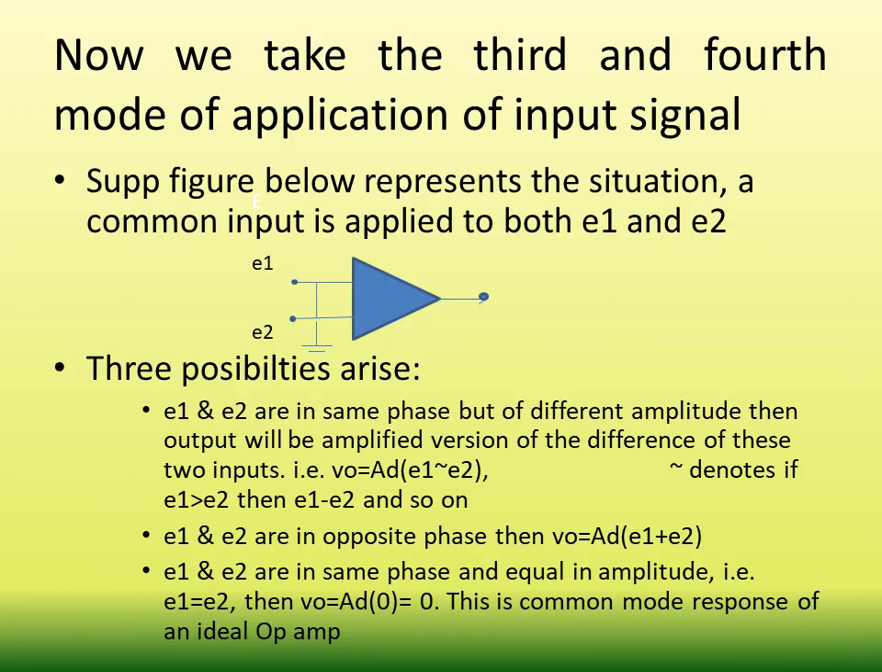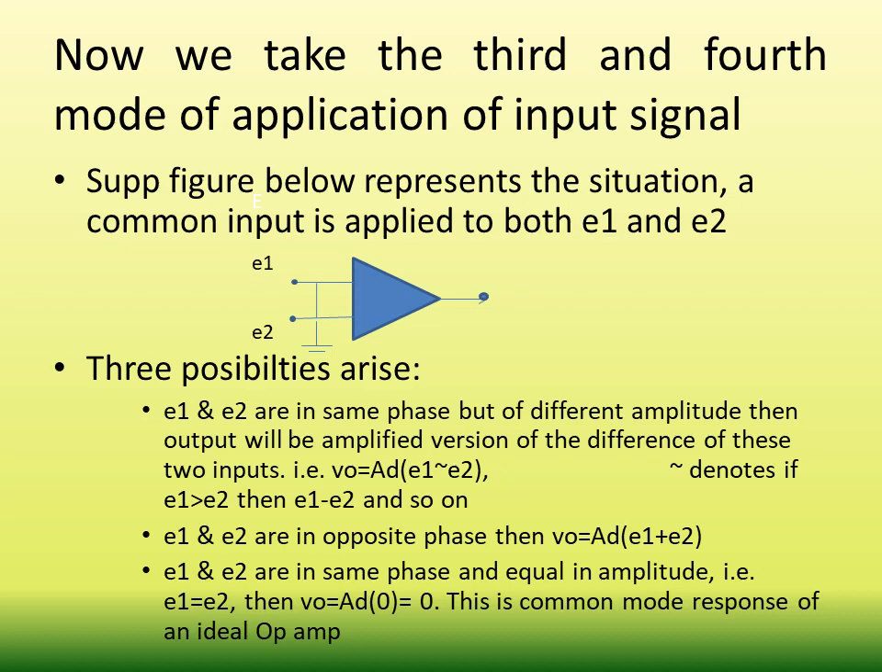Now we will take the third and fourth modes of application of the input signal. For this, suppose the figure below represents the situation. A common input is applied to both E1 and E2, but there can be three possibilities. Either E1 and E2 are in the same phase but of different amplitude. In that case, the output will be an amplified version of the difference of the two inputs. Either it will be AD (E2 minus E1) or AD (E1 minus E2), depending on whichever is greater.